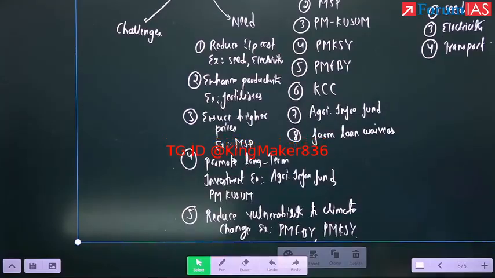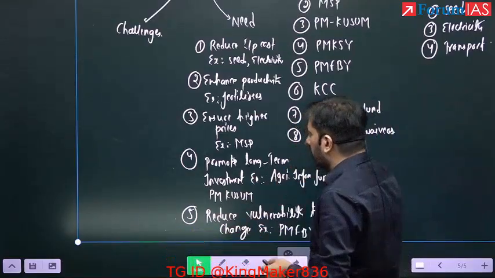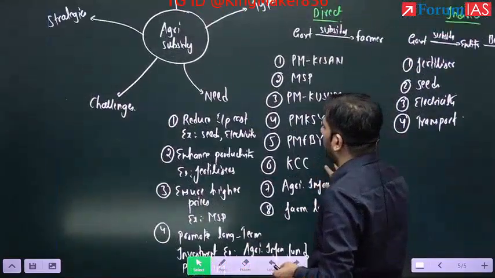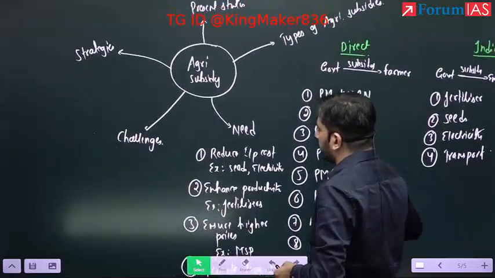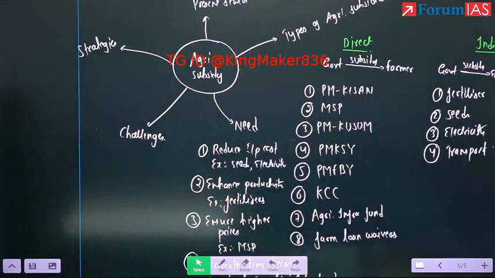Problems. Anything, it can be anything. Problems with agriculture subsidy regime. Take your time. Let me see how many points will you be able to generate. If you have 4 to 5 points, let me know. क्या 5 points हो गए? Okay.